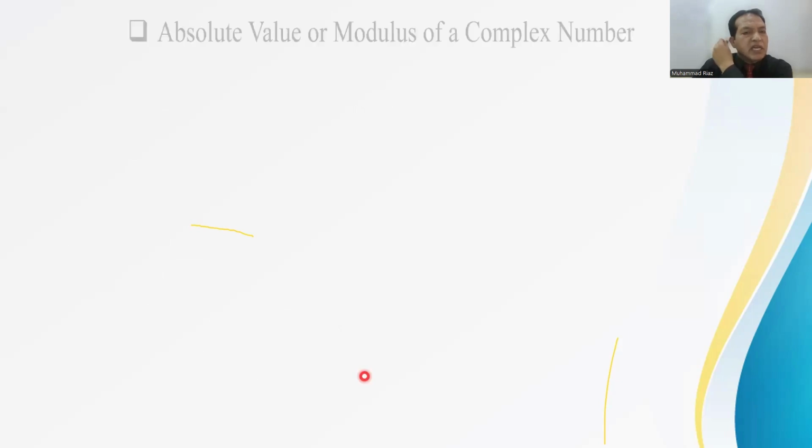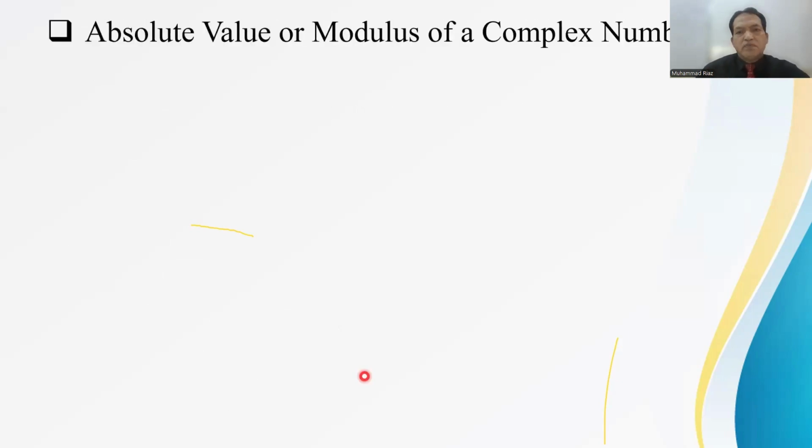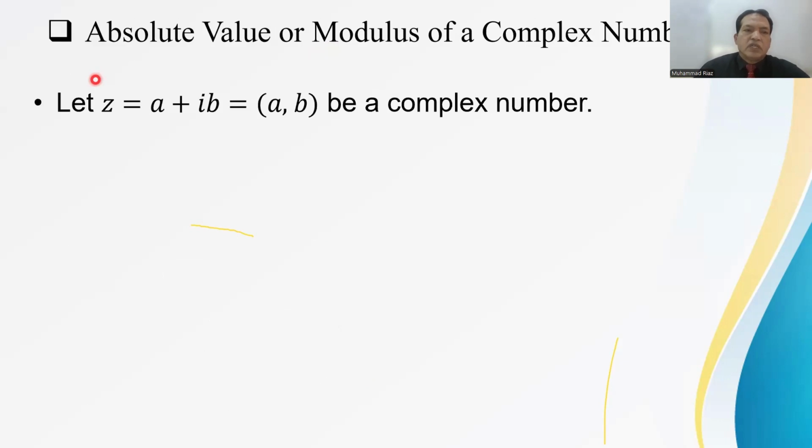The next SLO topic, absolute value or modulus of a complex number, related to exercise 1.2. So for absolute value, we will suppose the complex number z is equal to a plus iota b. Let z is equal to a plus iota b. We can write this complex number as a comma b.